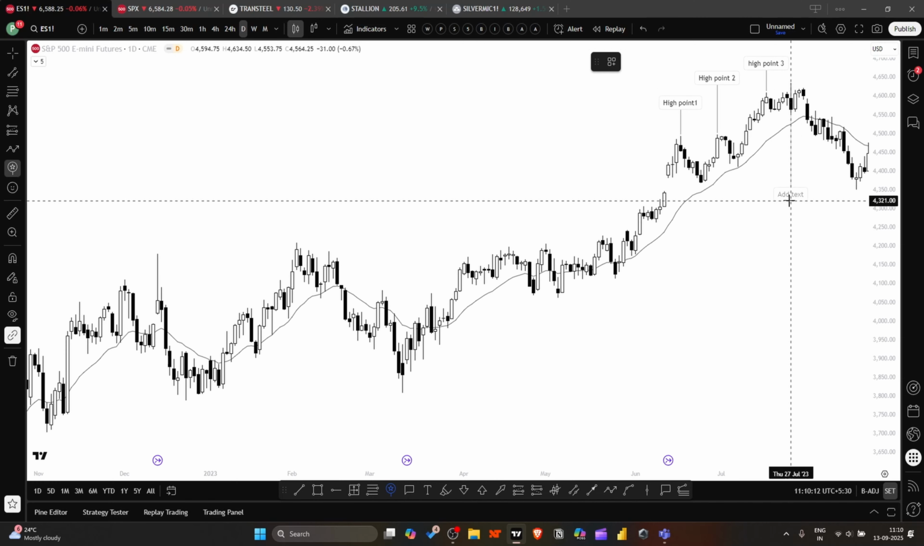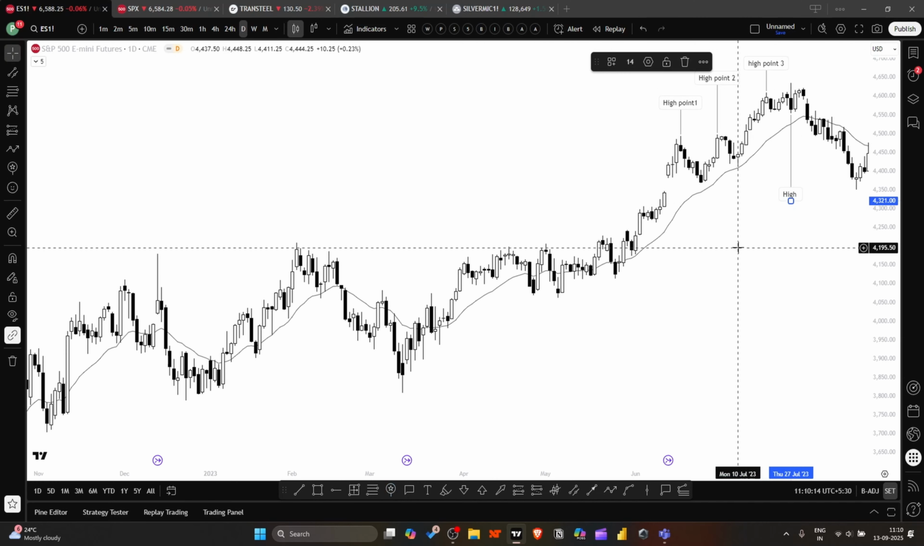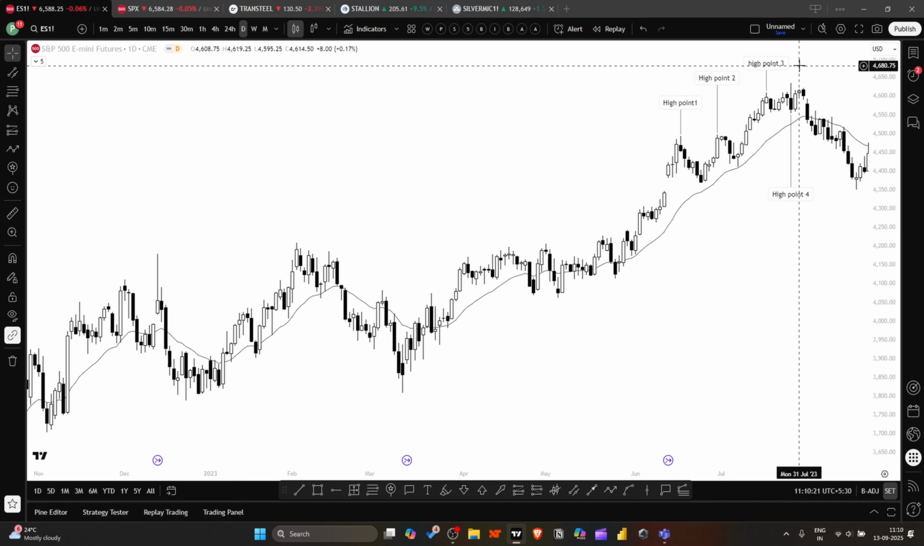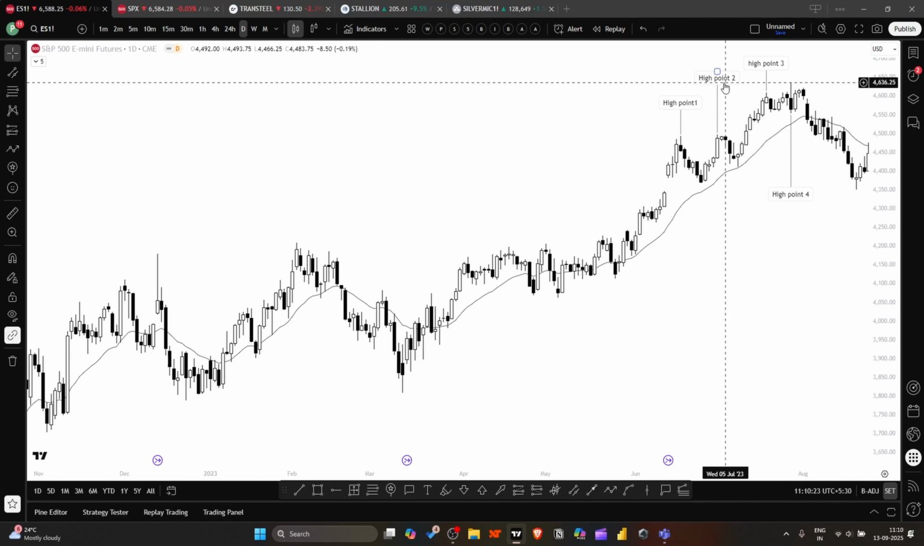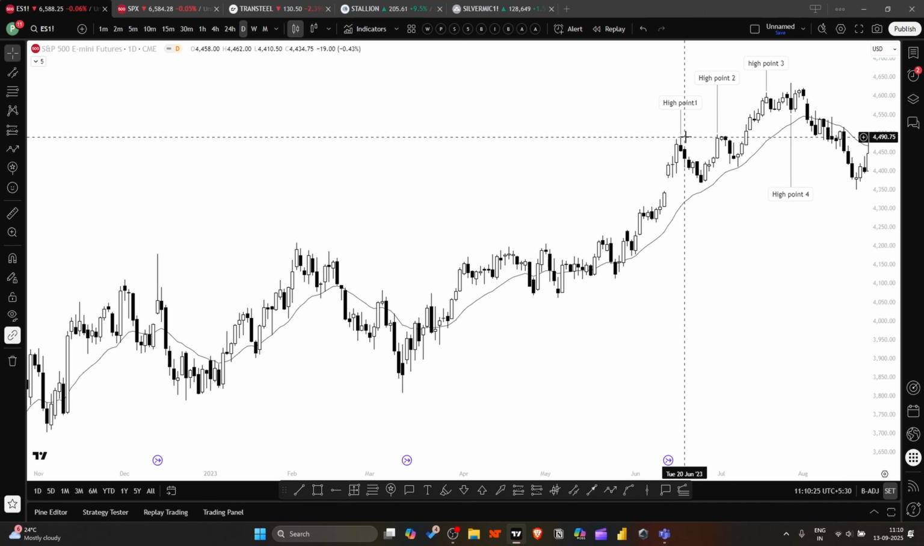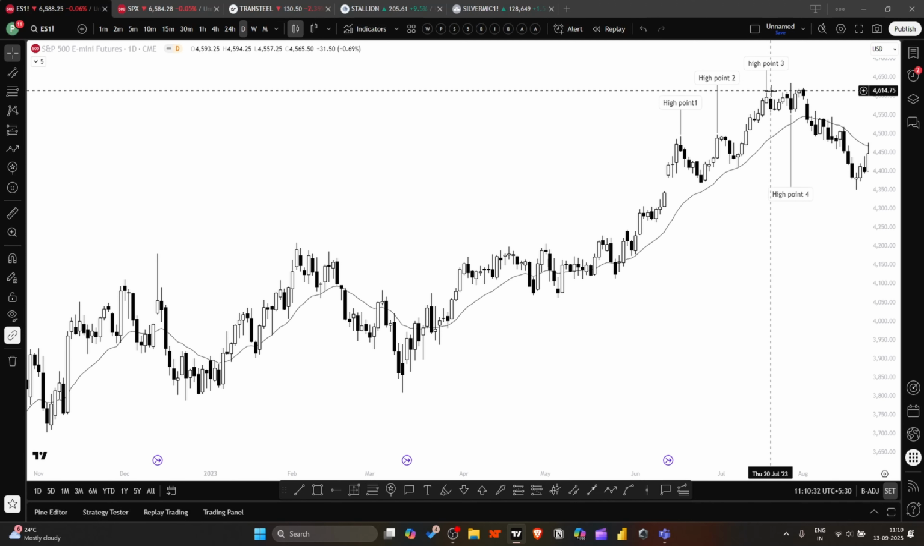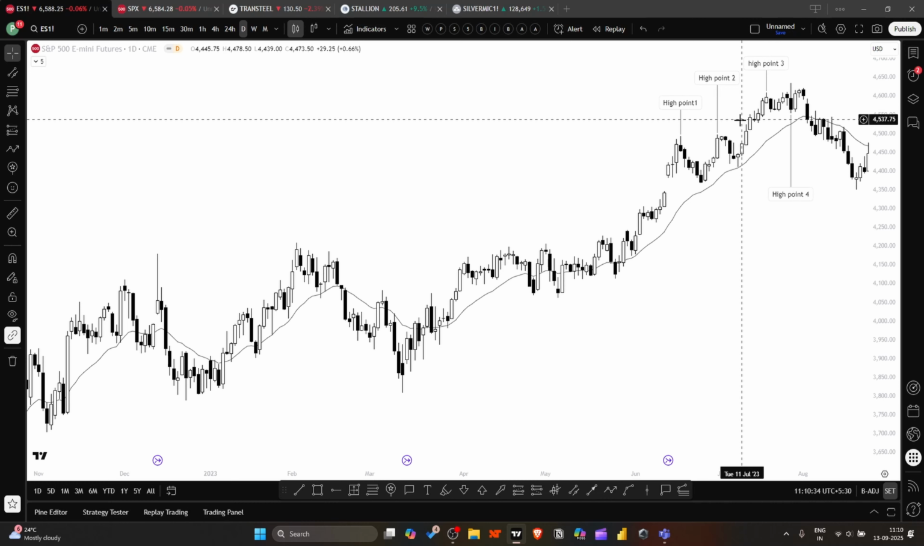This one is high point four. So the price is making consistent higher highs. What do I mean by higher highs? High point two is higher than high point one. High point three is higher than high point two. High point four is higher than high point three.